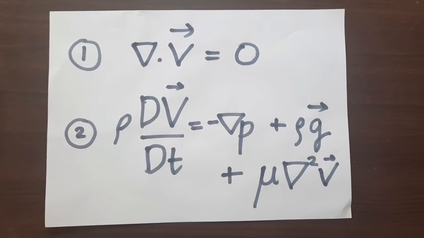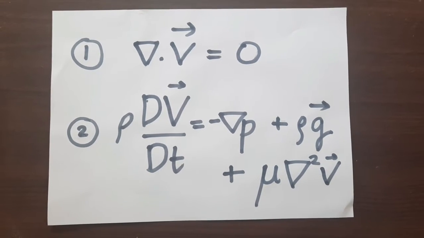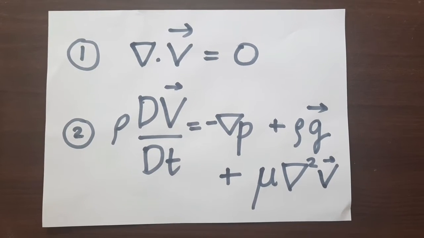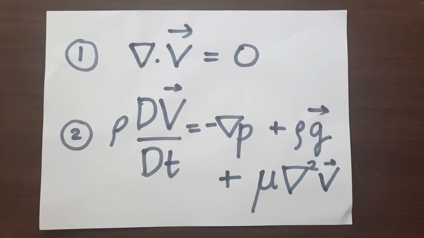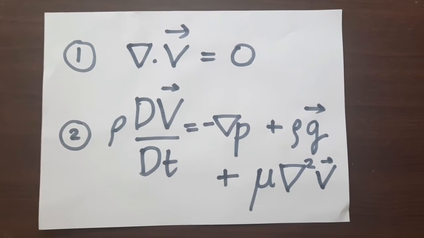The first equation says that the divergence of velocity is equal to 0. The velocities in the neighboring areas of the fluid cannot be facing towards the same point or moving away from the same point. This would mean that mass is being created out of nothing or mass is getting destroyed, which is not possible. The second equation states that the acceleration of the fluid is dependent on its internal forces like pressure gradient, viscosity, and external forces as well.